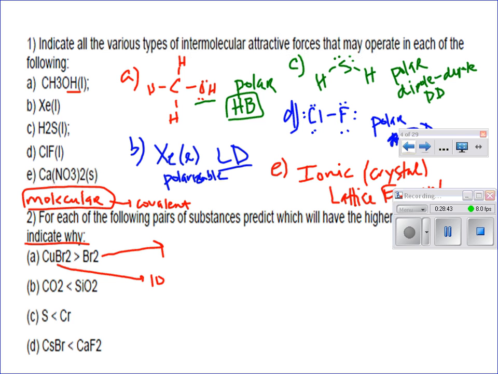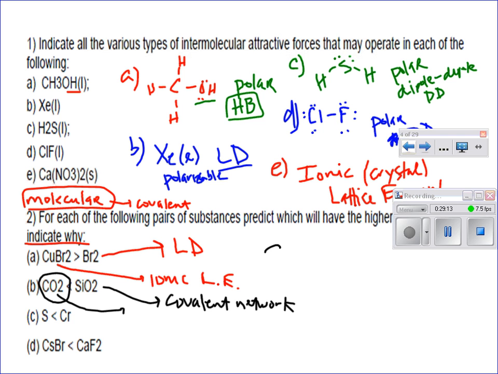This is ionic, so it's lattice energy, right? Versus Br2. Good. London dispersion. Why is CO2 easier to melt than SiO2? What is SiO2? It's a covalent network. And then what about CO2?